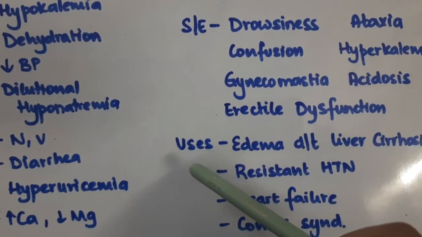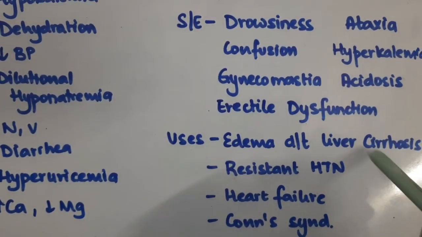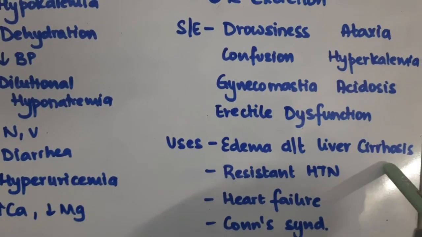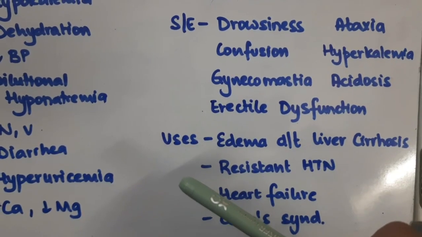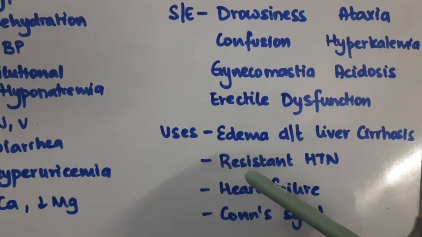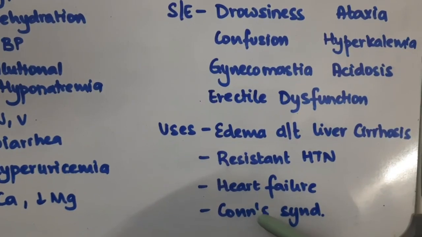Spironolactone or other aldosterone antagonists are used in edema due to liver cirrhosis. If the edema is caused due to liver cirrhosis, then what we use is spironolactone and other aldosterone antagonists. Other than that, it is also used in resistant hypertension, in heart failure, and in Conn syndrome.